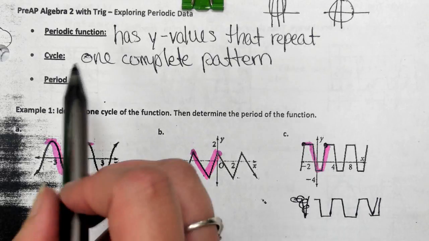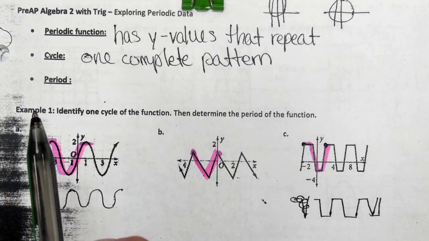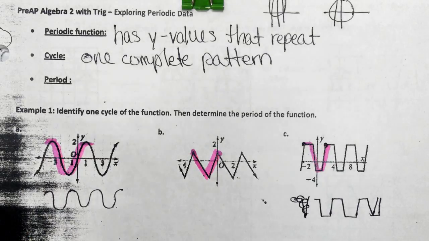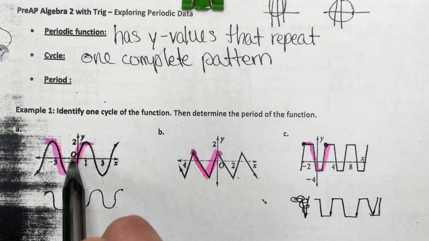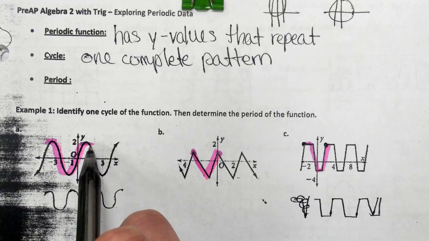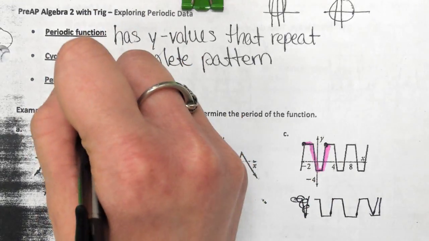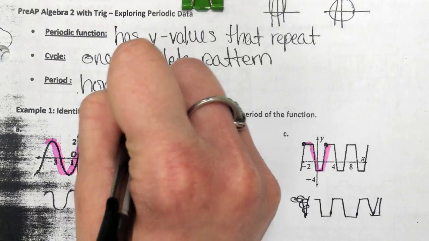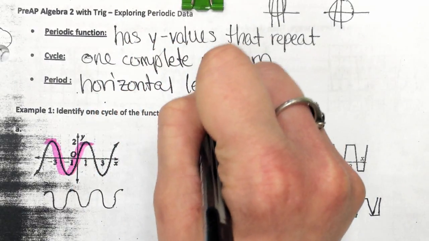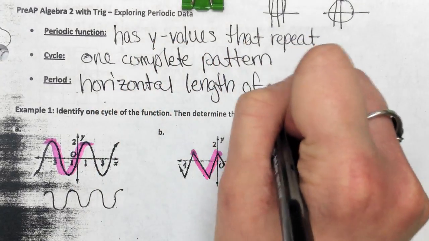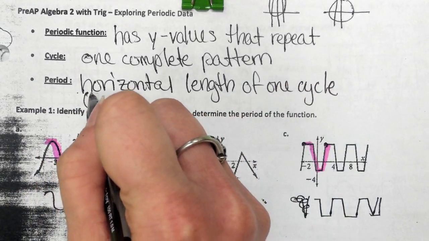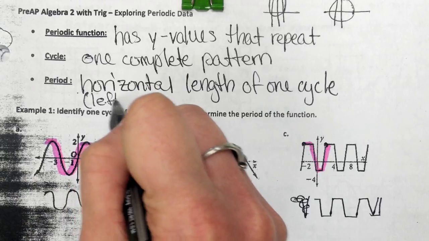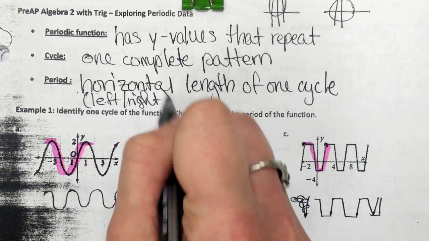The next one is like you are in 4th period, right? And you have a certain amount of time. Just like when you go to 5th period, you have a certain amount of time. Does it make sense to everybody? It's the same thing here. A period is the certain amount of time that it takes for it to complete a cycle. So let's write that down in our math terms. It's the horizontal length of 1 cycle. Horizontal means which way to which way? Left to right. Very good. Left to right.